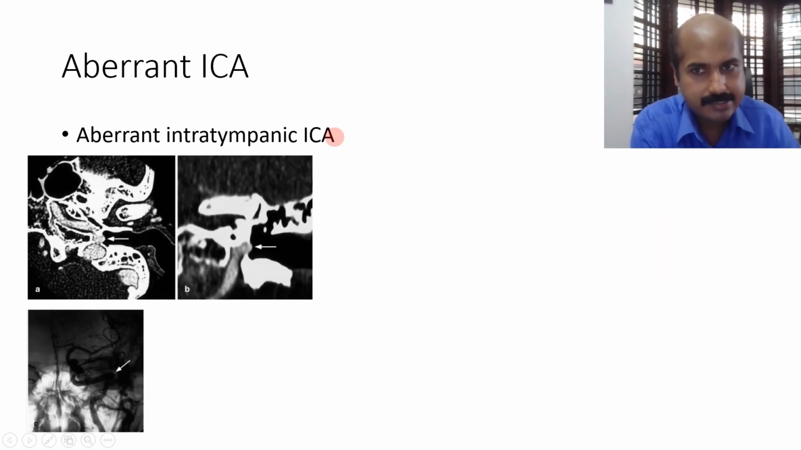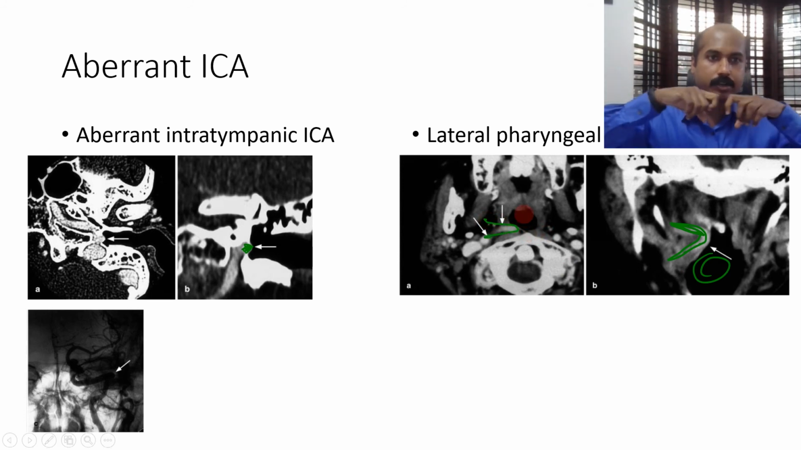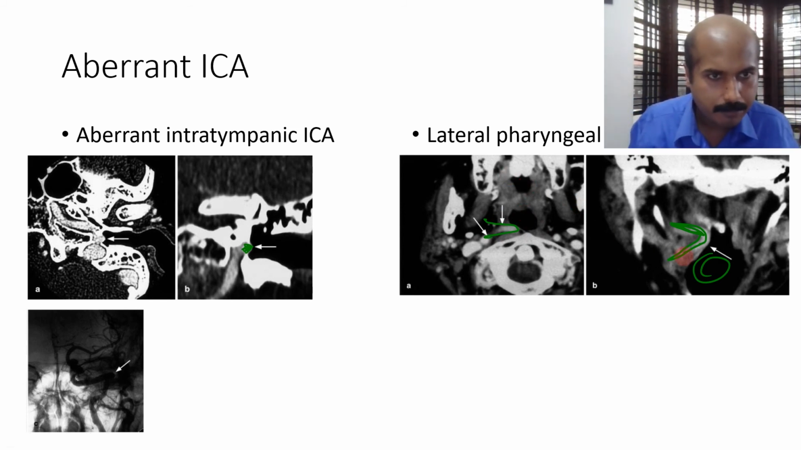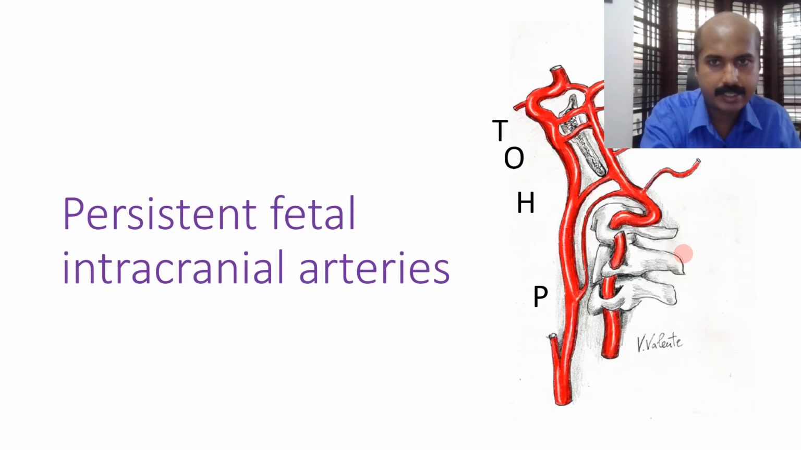You also have aberrant ICAs, where the artery is seen juxtaposing the middle ear cavity. You can also have lateral pharyngeal ICA, in which the ICA can be seen on the posterior wall of the pharynx. This is also very important because here the ICAs on this side and this side can be very close together, and if it is bilateral, it is called kissing carotids. This is very important because in normal pharyngeal procedures, pharyngoplasty or posterior pharyngeal procedures, tonsillectomy, everything, the carotids can be at risk in this case.